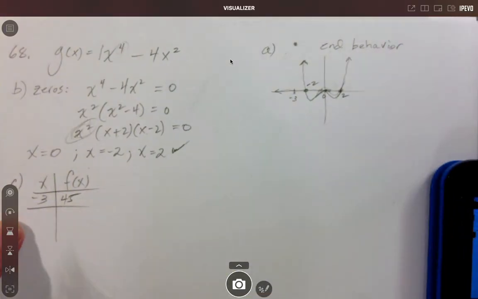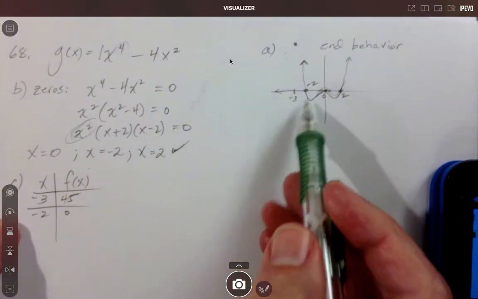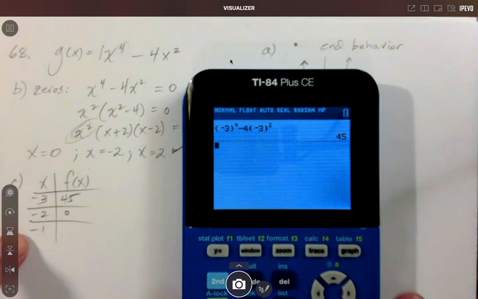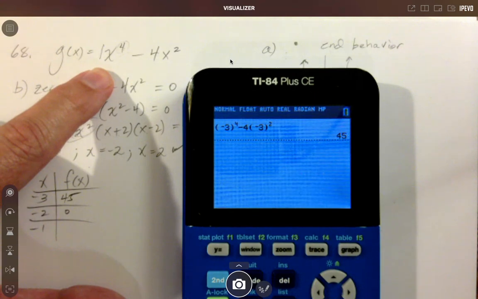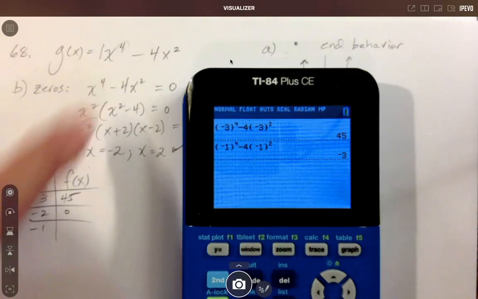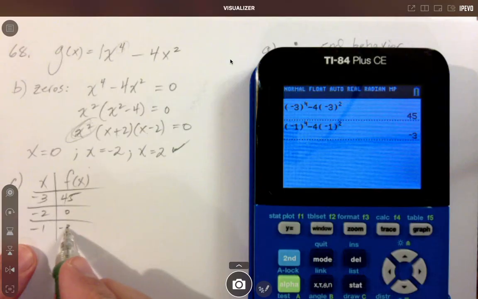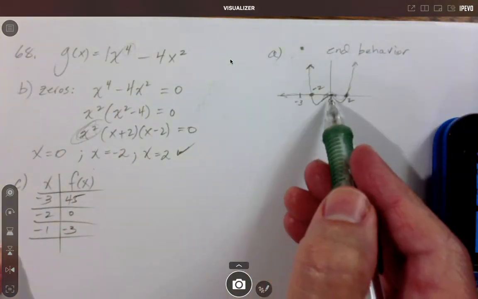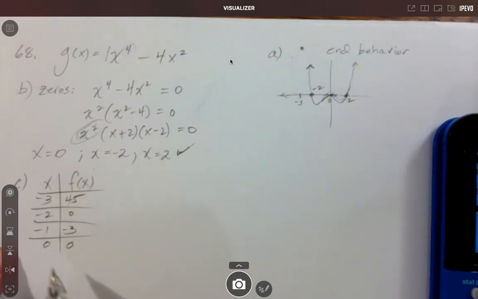Okay, -2, I know what happens. It goes to 0. We already found that. And -1, let's see what we get. So that's just going to be -1 raised to the 4th minus 4 times -1 squared. So I get -3. At 0, I already know what happens. I get 0.